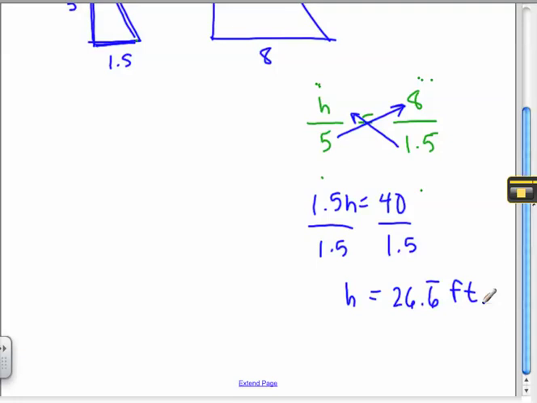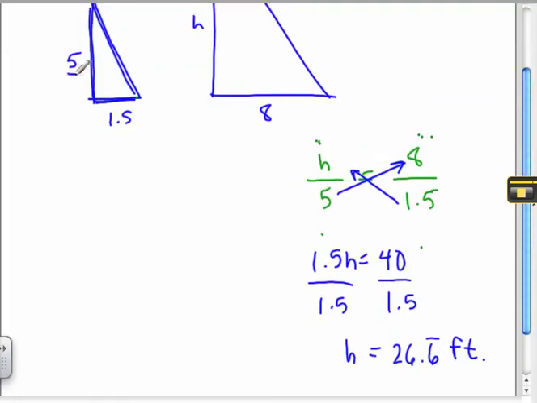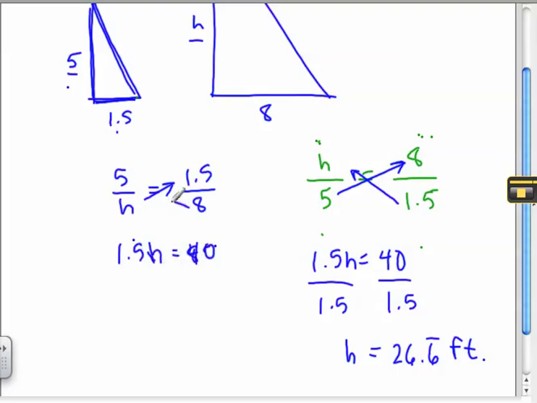So I could have said 5 over h, right? Those corresponding sides are equal to 1.5 over 8. Do you see how I put the small ones on the top for both of them and the big ones on the bottom? They have to correspond that way. And so when I multiply, I'm going to get 1.5h again is equal to, not 80, but 40.